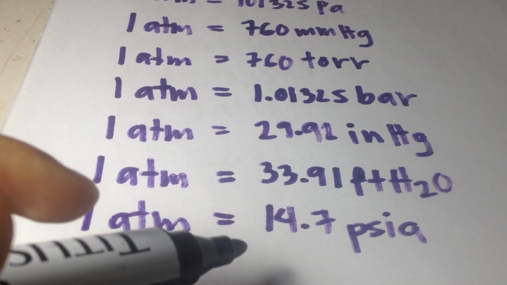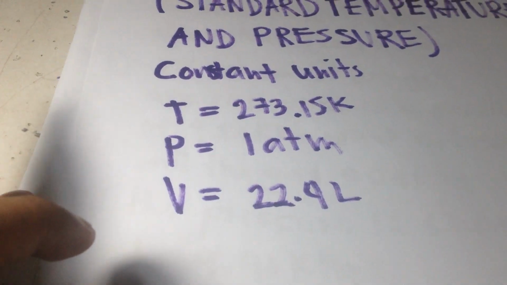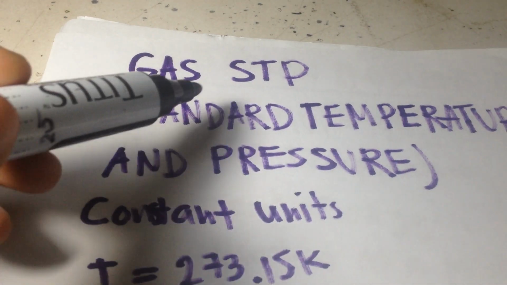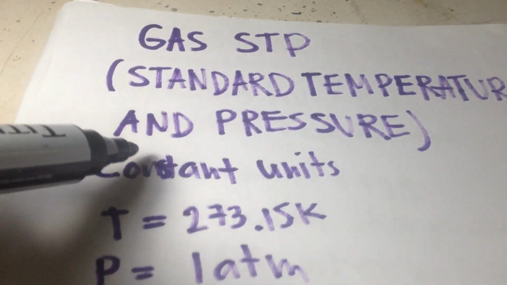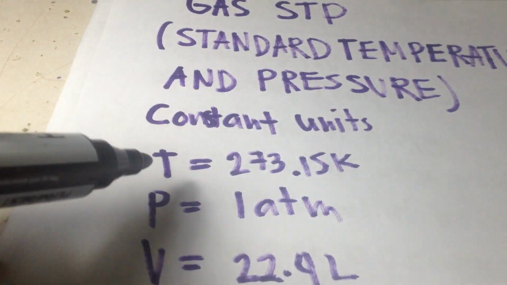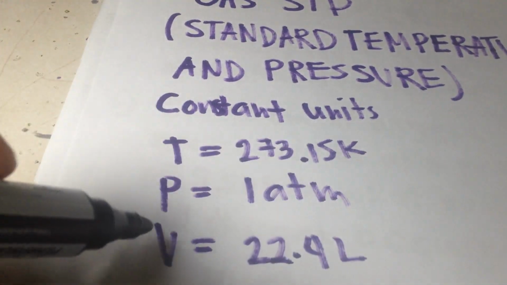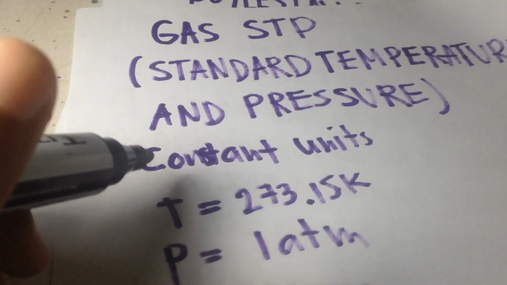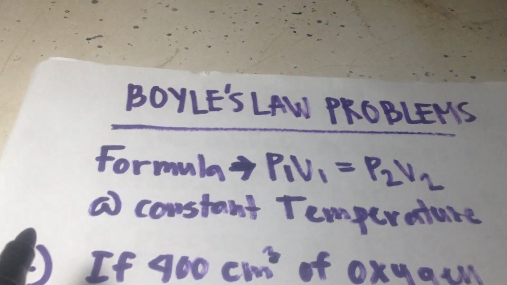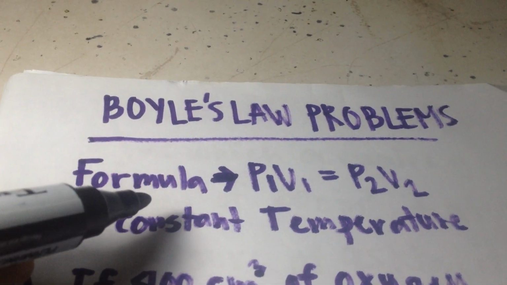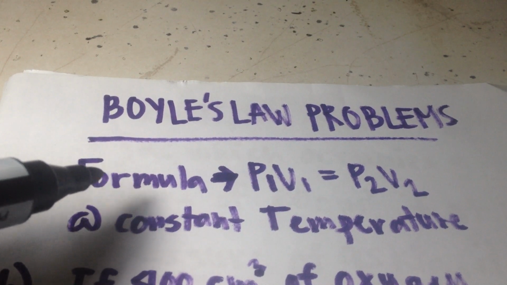Okay, let's begin with gas at STP, standard temperature and pressure. The constant values are: temperature is 273.15 Kelvin, pressure equals 1 atm, volume is 22.4 liters. So there are Boyle's law problems. The formula is P1V1 equals P2V2 at a constant temperature.